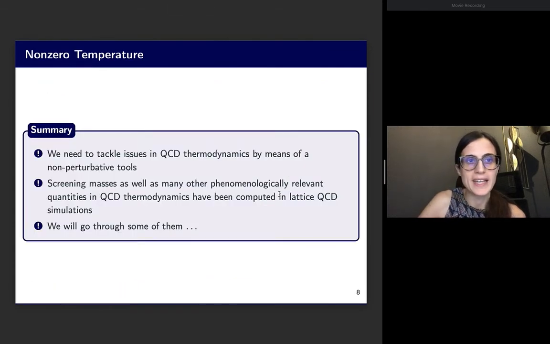And with that, I want to wrap this video up by saying that we need to tackle issues in QCD thermodynamics by means of non-perturbative tools for the reasons that we have just looked at. That screening masses, as well as many other phenomenologically relevant quantities in QCD thermodynamics, have by now been investigated and computed in lattice QCD simulations. And we will spend the rest of the class, at least for the non-zero temperature part, going through some of these calculations and some of these applications.